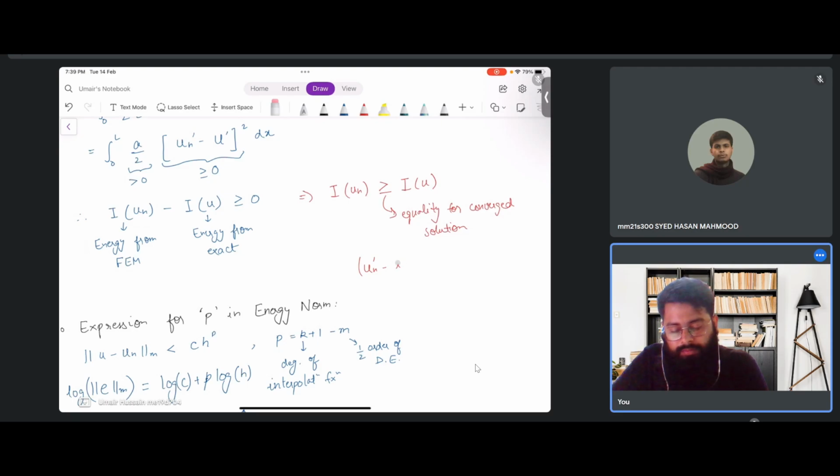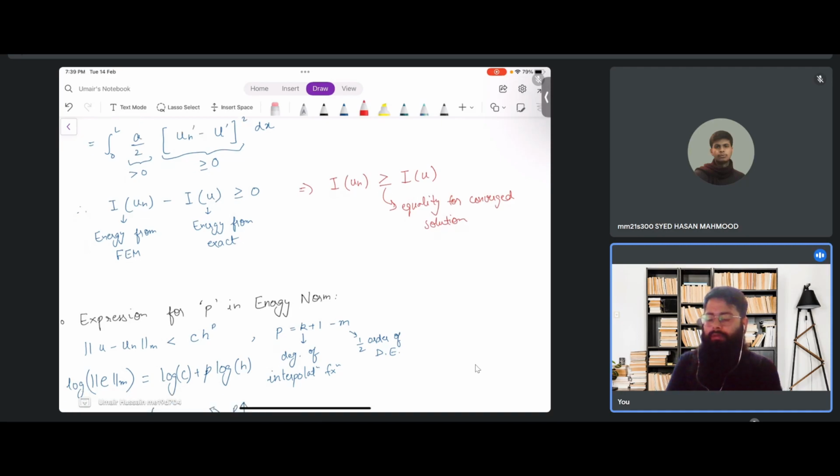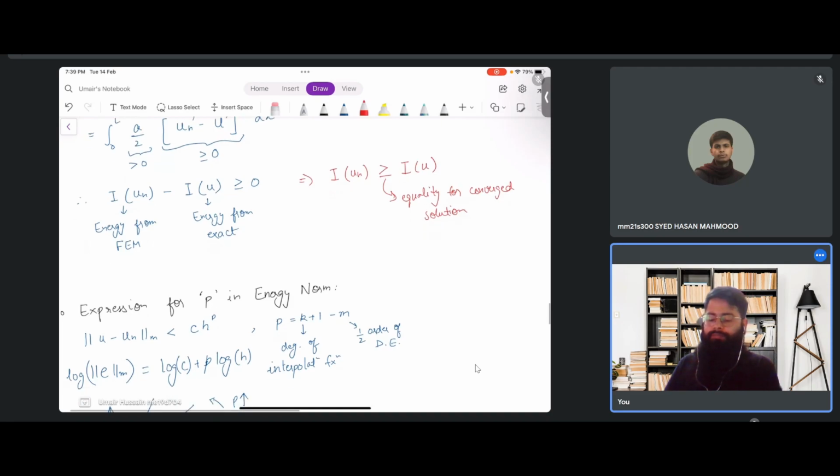Okay, so the error coming from the derivative would be either positive or negative. But if we take its square, it's always positive, and in the case of energy, we take the square of the terms. So basically, we'll always have a positive difference of energies.